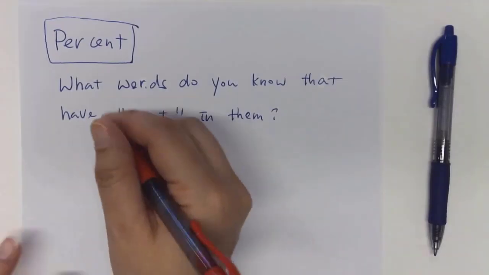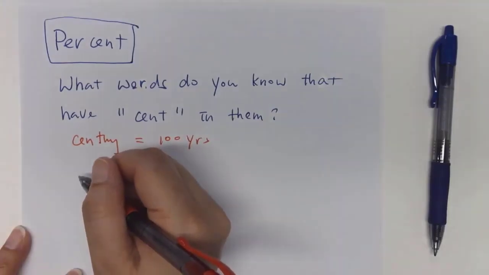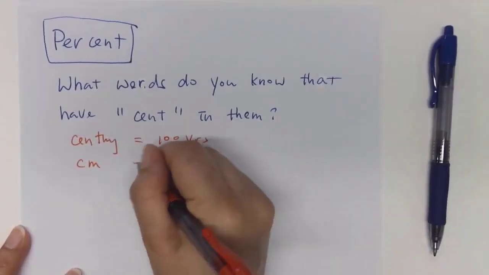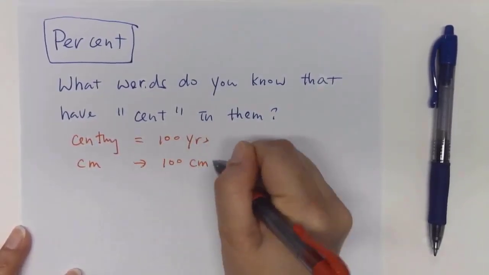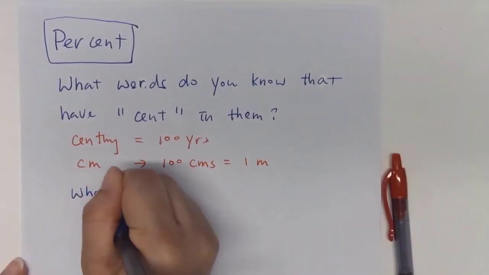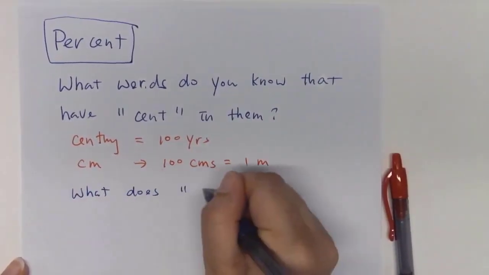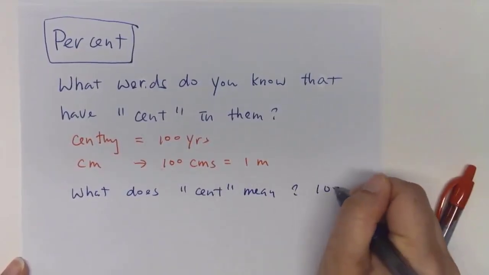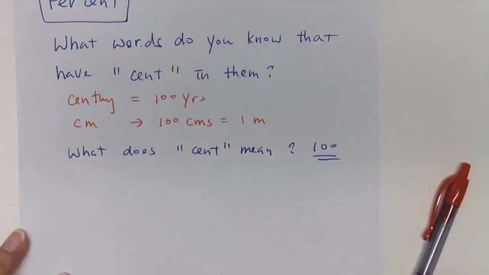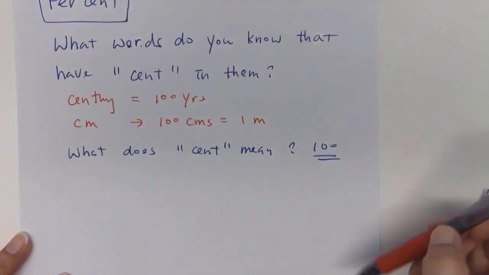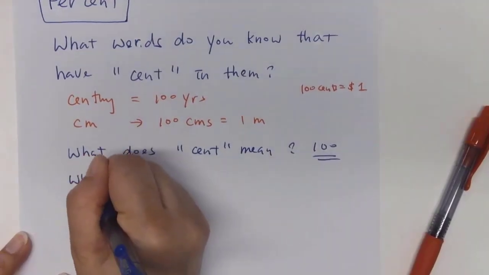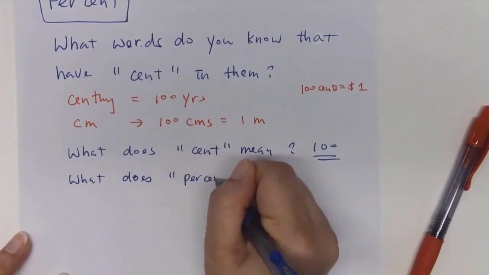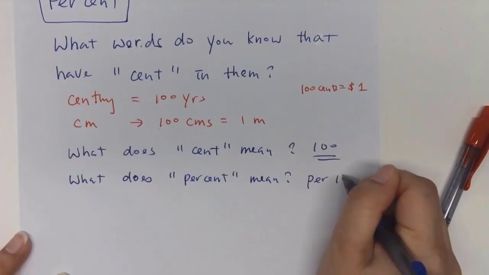So centimeter is 1 meter, something like that. What does cent mean? 100. Like 100 cents is a dollar also. Like you say, like money. And then we can talk about what does percent mean: per 100.